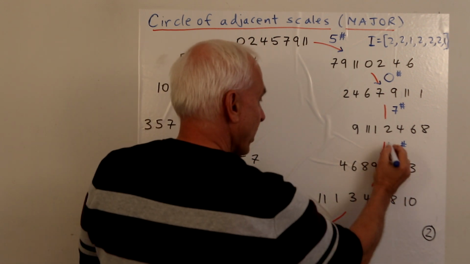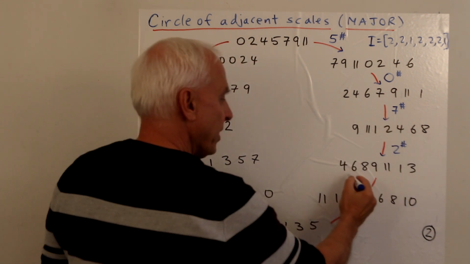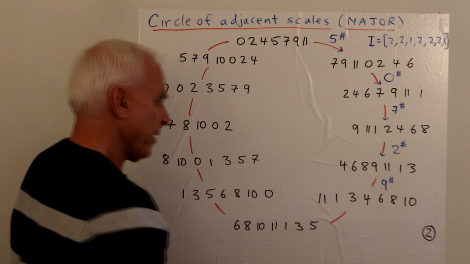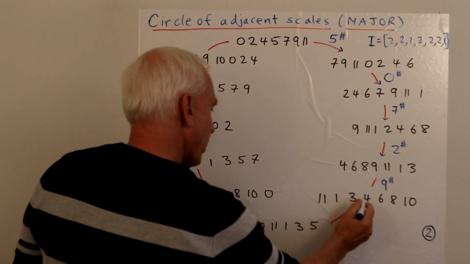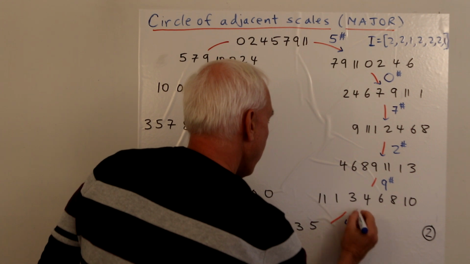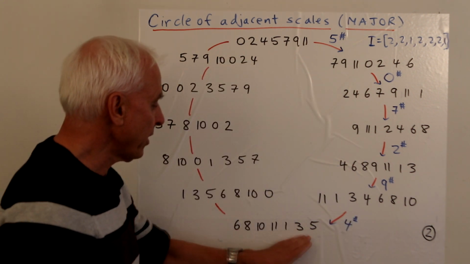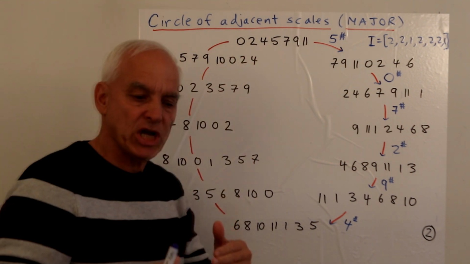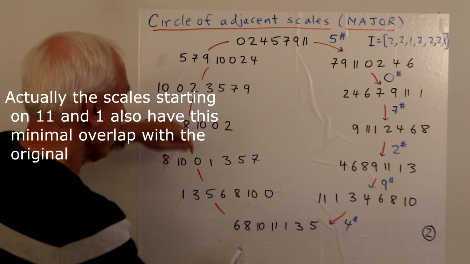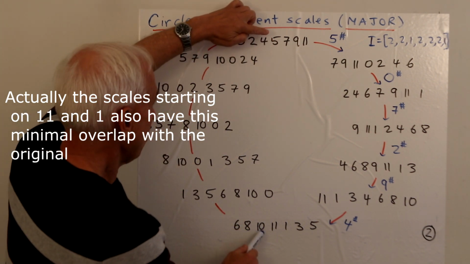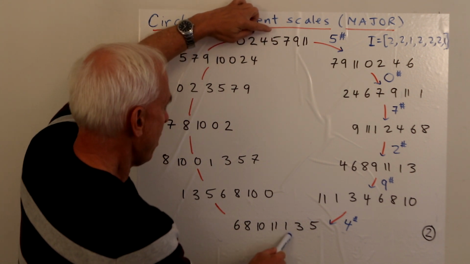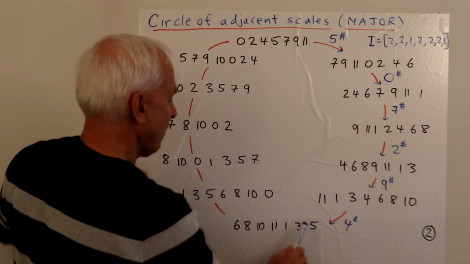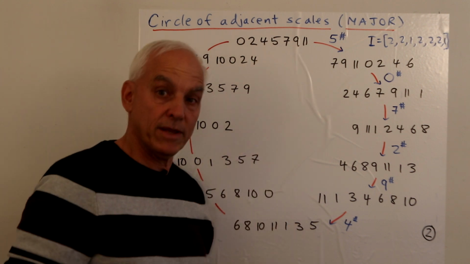And then from here, I guess we should put arrows here. And then from here to here, the 9 goes to a 10. And from here to here, the 4 goes to a 5. Now at this stage here, we are arriving at the scale which is sort of the furthest from the original one, in the sense of sharing the least number of common notes. So how many common notes do they have? The 6, no. The 8, no. The 10, no. The 11, yes. The 1, no. The 3, no. The 5, yes. So they share the 11 and the 5. There's only 2 in common between these ones.